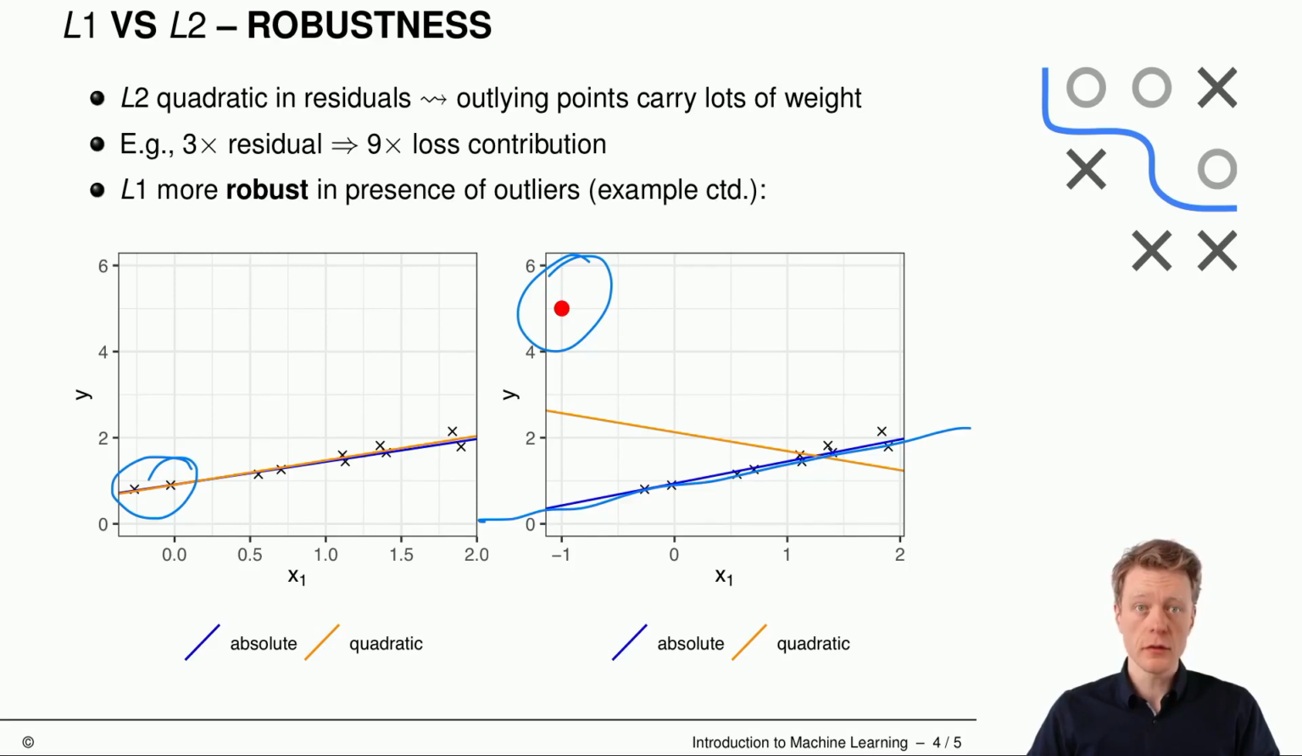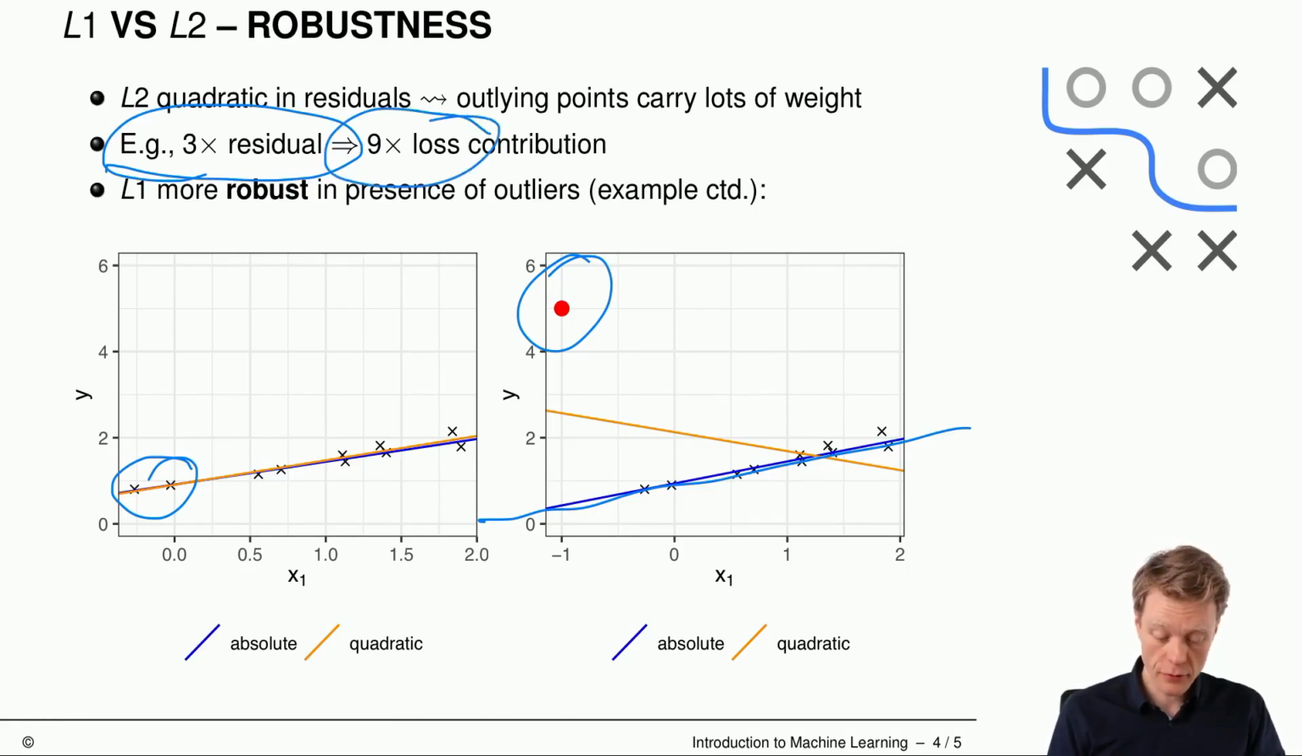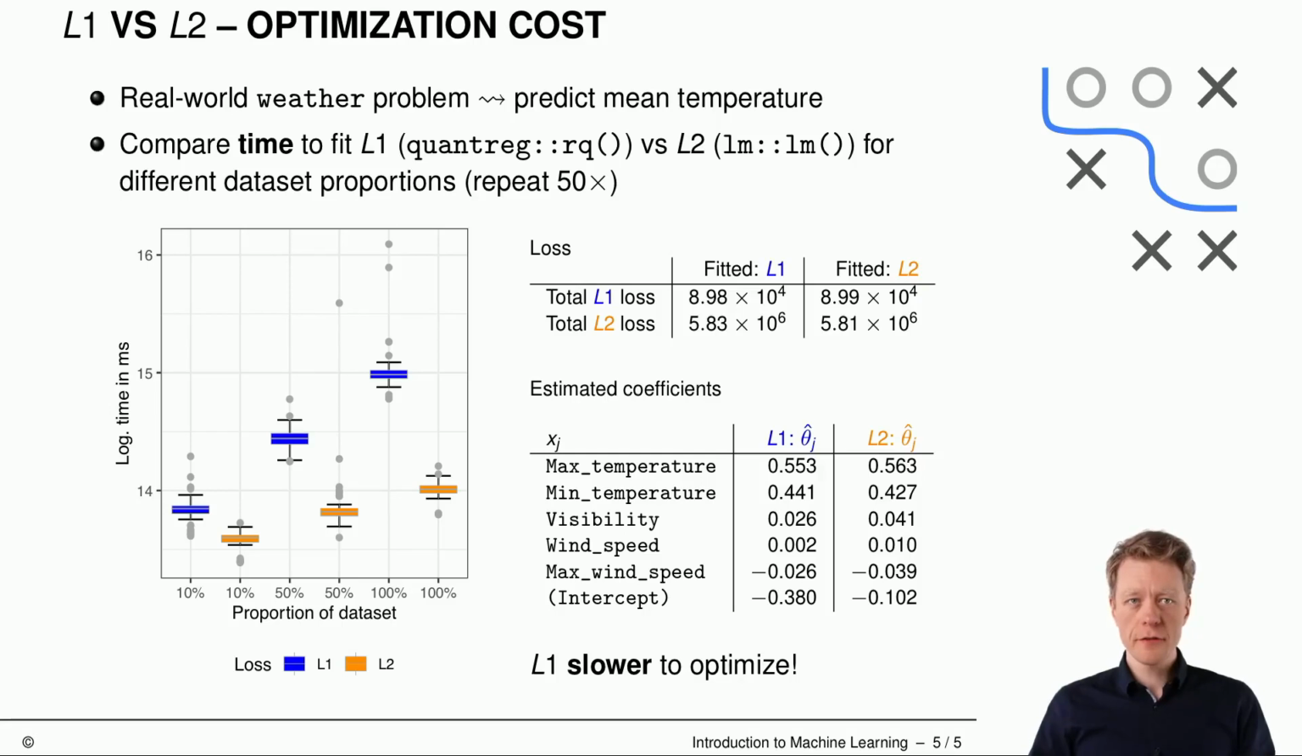We can also give this some numbers. If the residual is 3 times as high, then the loss contribution is 9 times as high using the L2 loss. And with the L1 loss, this doesn't happen. Of course, if we have many outliers, then at some point, also the L1 loss will pick up on those outliers.